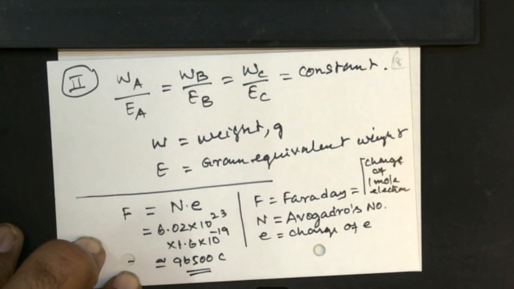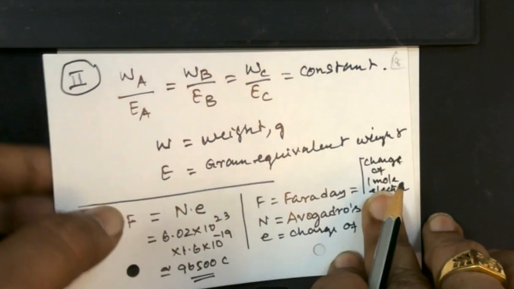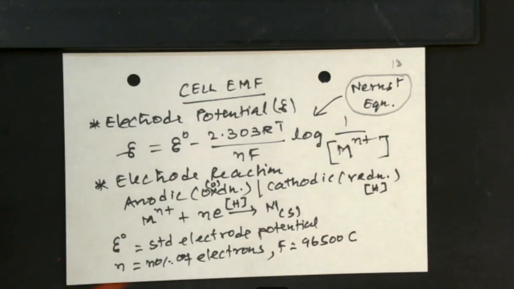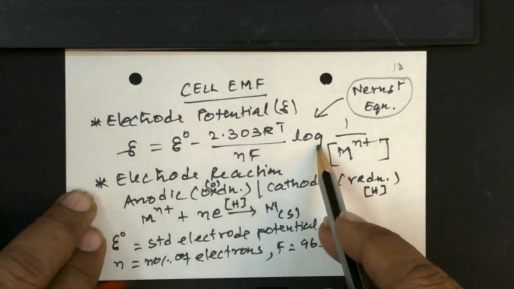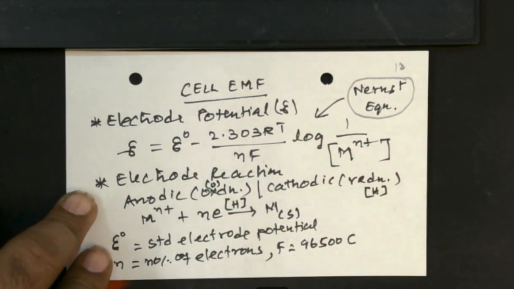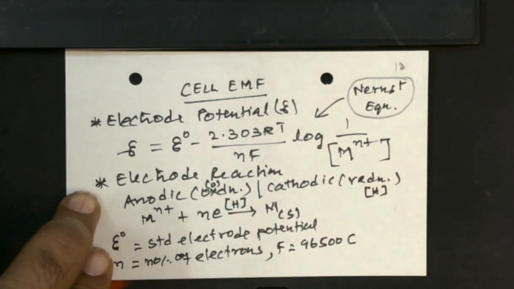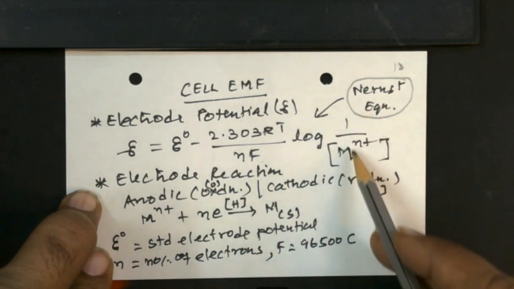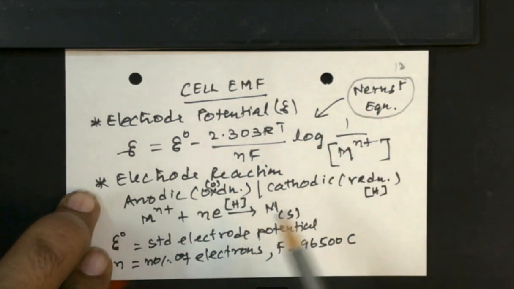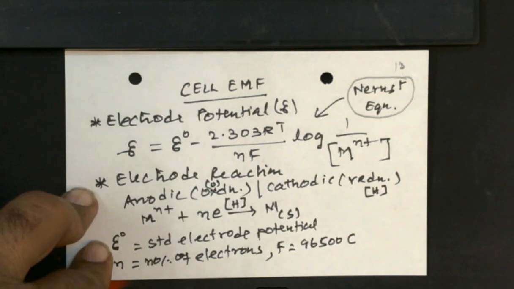How many electrons are there? Avogadro's number of electrons. What is Avogadro's number? 6.02 into 10 power 23. So likewise, finally we get 96,500 coulombs approximately. So one F means what? 96,500 coulomb. Now, here we have nF into log to the base 10 of 1 by M n plus. N plus is the charge of that metal ion.